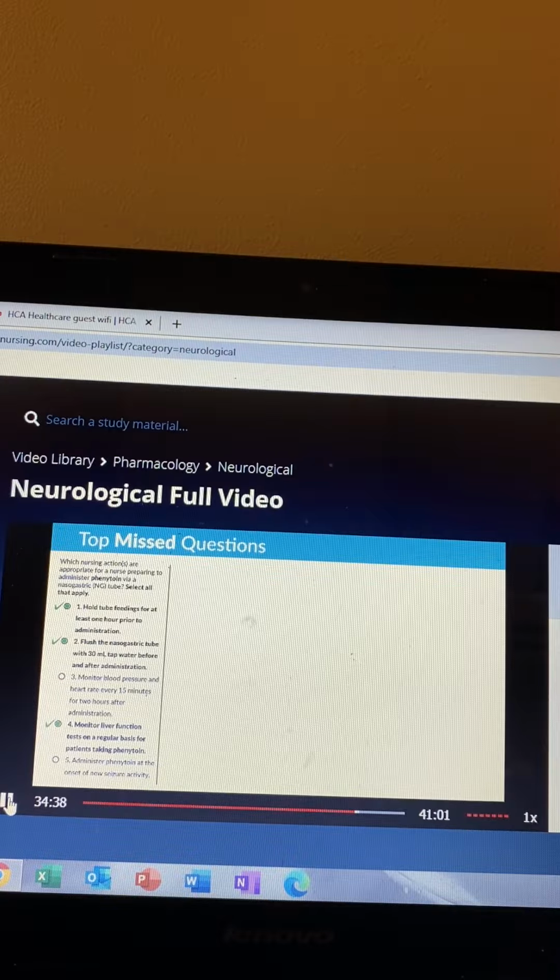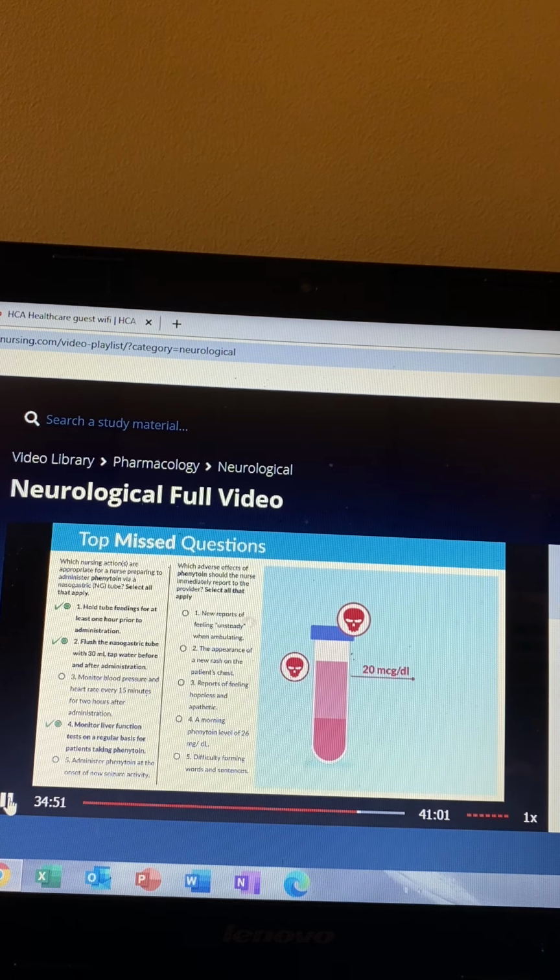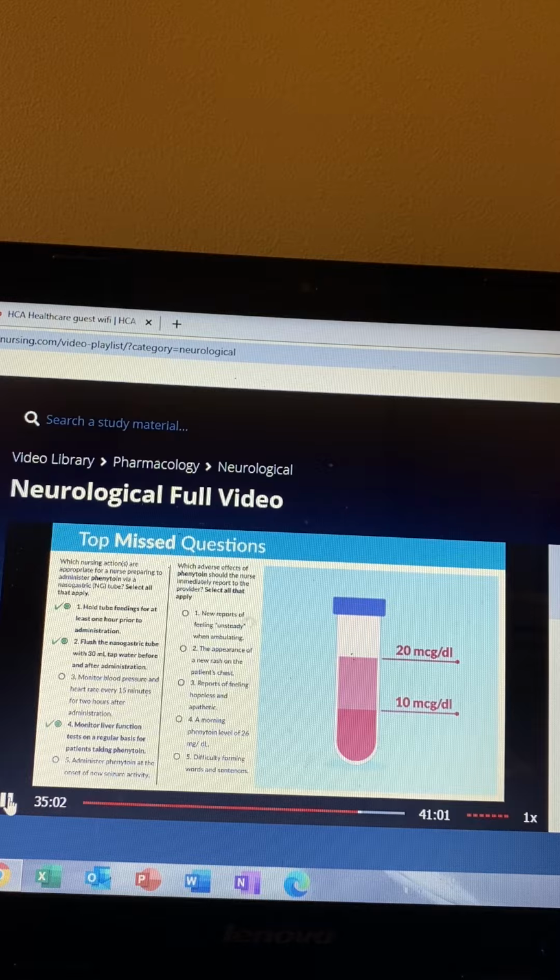Okay, next question. Which adverse effects of phenytoin should the nurse immediately report to the provider? Select all that apply. Okay, let's break this down. This question's asking for the adverse effects of phenytoin to report immediately. So this is a priority question. We're looking for the most deadly adverse effects here. So before looking at the options, think, what do you know about phenytoin, which we call phenytoxic?